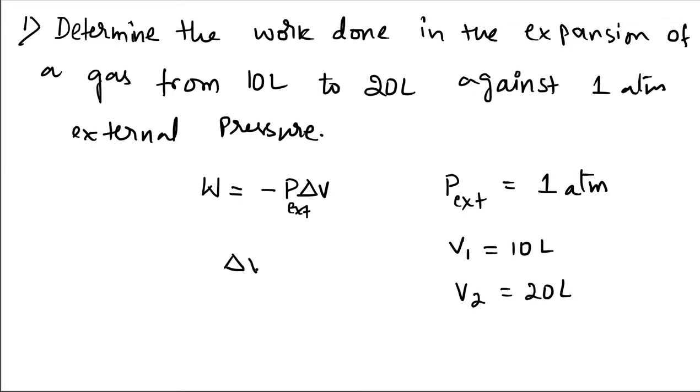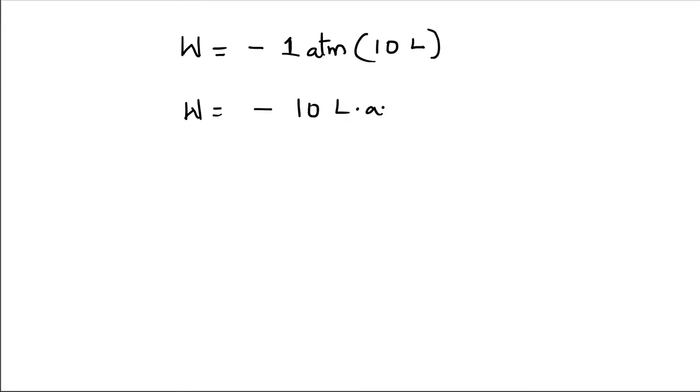Now, what is the delta V? Delta V is equal to V2 minus V1, that's equal to 20 liters minus 10 liters. That gives us 10 liters. Now, if we substitute that in the work expression, then W is equal to negative P external times delta V. P external is 1 atmosphere, and we have just now calculated delta V as 10 liters. That gives us the work is equal to negative 10 liter atmospheres.